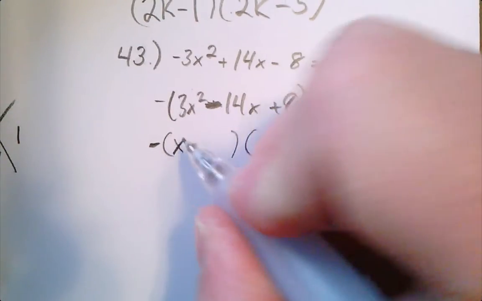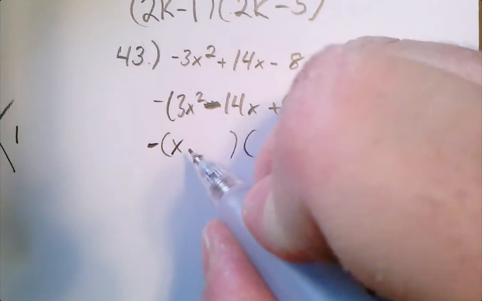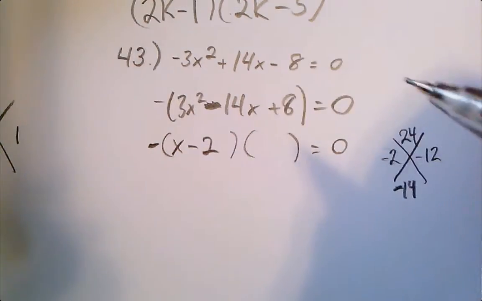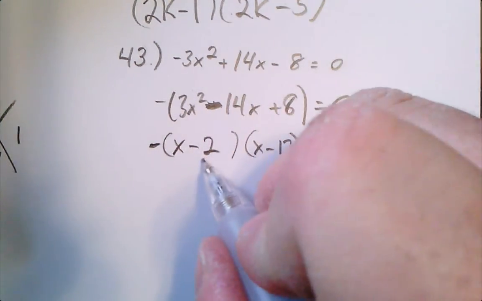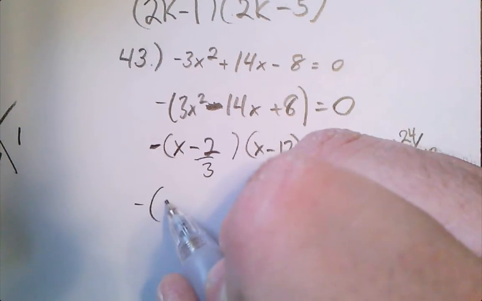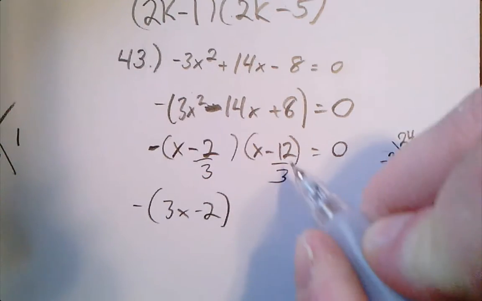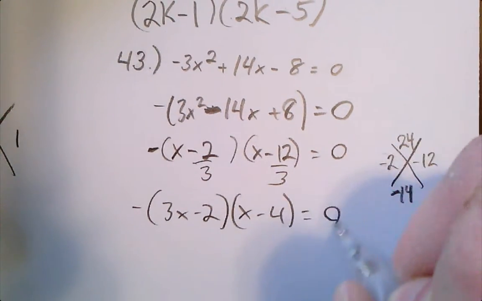Again, the new method. You know what? For number 45, I'll do the AC method, the original way, in case that's what you're still doing, because there's nothing wrong with it. It's just, this is so addicting doing it this way. So you get x minus 2 and x minus 12. All right, divide by the 3. You're left with bottoms up, 3x minus 2. This simplifies nicely to x minus 4 equals 0.